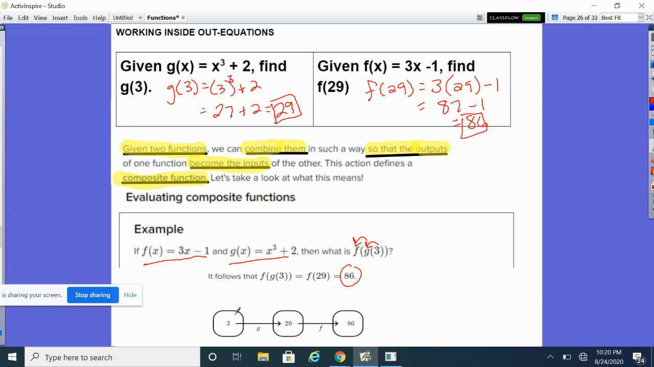Here's another way to think about it. Take 3, plug it into g. You're going to get 29. Now take 29, plug it into the f function, see what you get. You're going to get 86. And that's your final answer. Hopefully that made some sense.